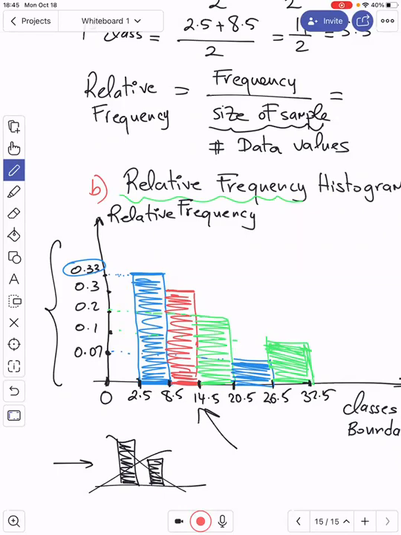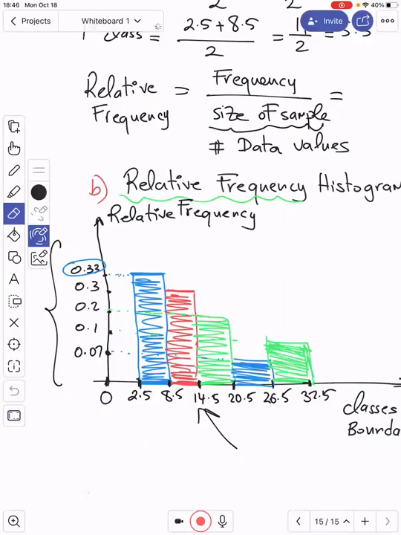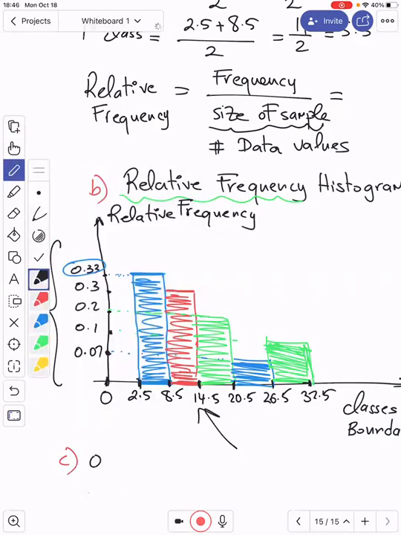All right, next. Unless you have a question, guys. So next, where are we? Yes, the ogive. The goal of the ogive is to display the cumulative frequency. So this is for the ogive. The ogive actually displays the cumulative frequency.